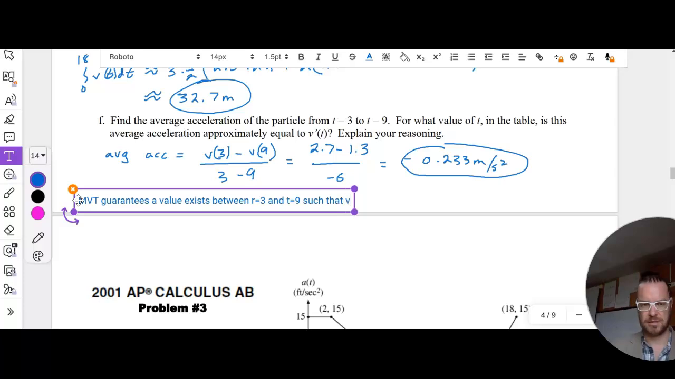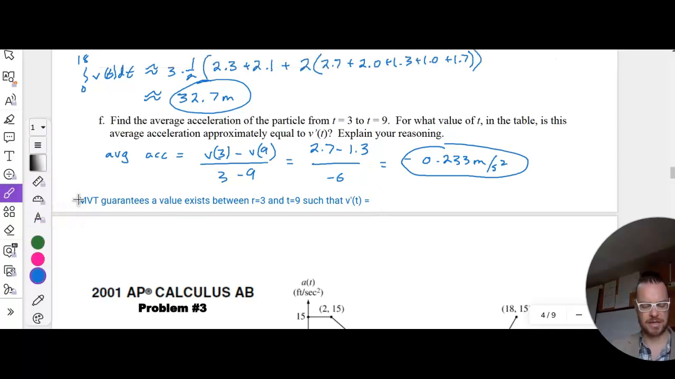such that v prime of t equals, I'm going to have to write that out because I'm not going to be able to write that easily, such that it equals v of 3 minus v of 9 over 3 minus 9. Now, in our particular case here, I believe it ends up being 6 when I worked it out before. So it does actually exist, and we can, of course, now go and find it like we have in the past.